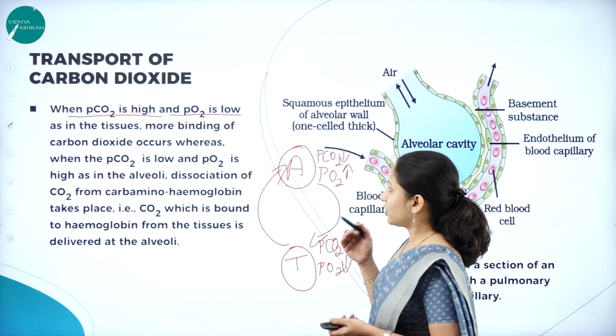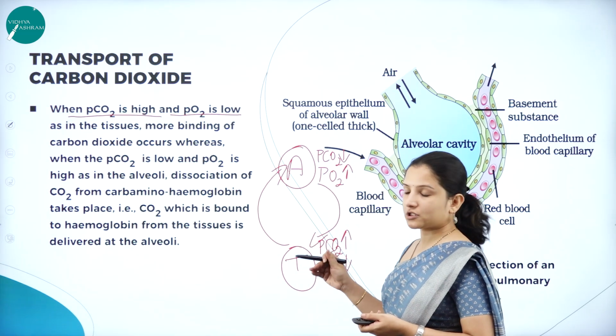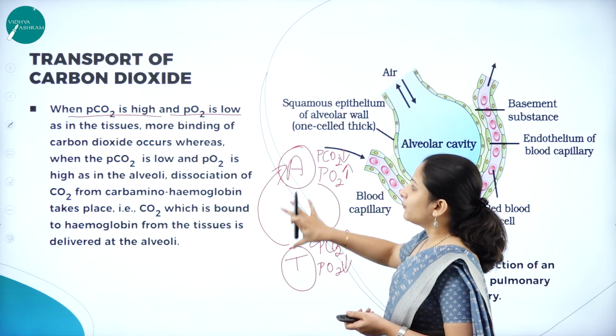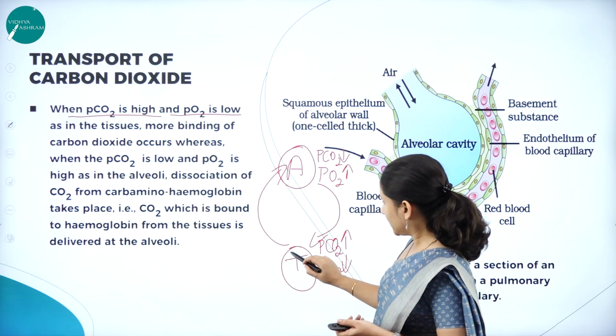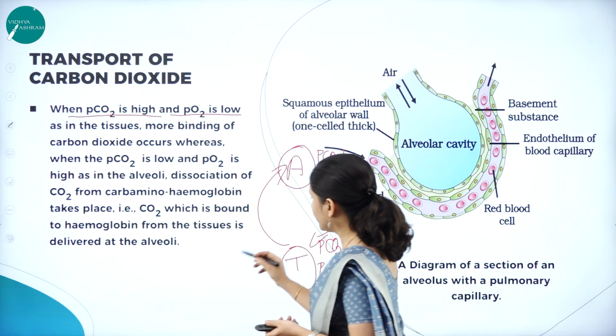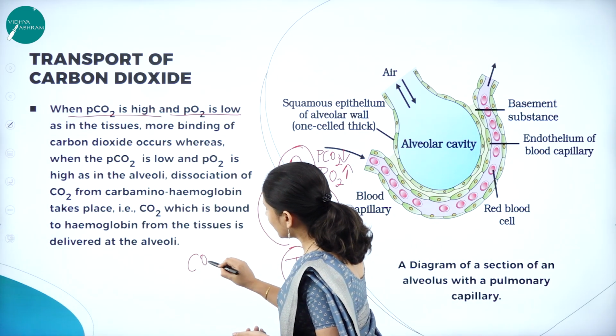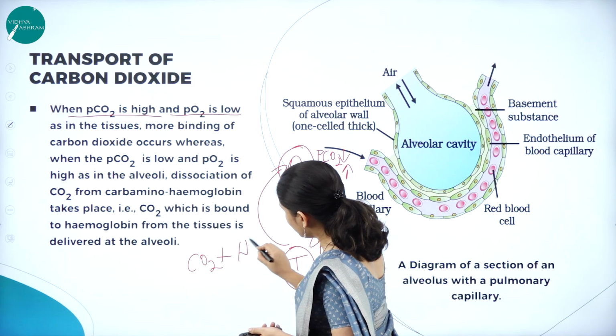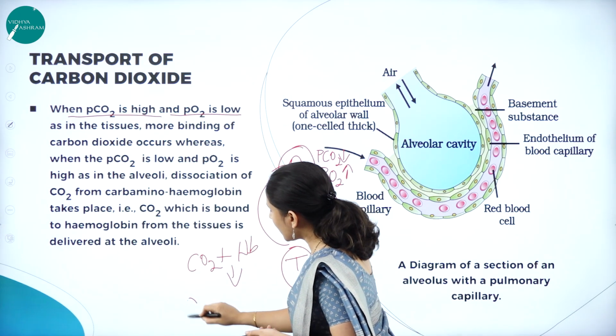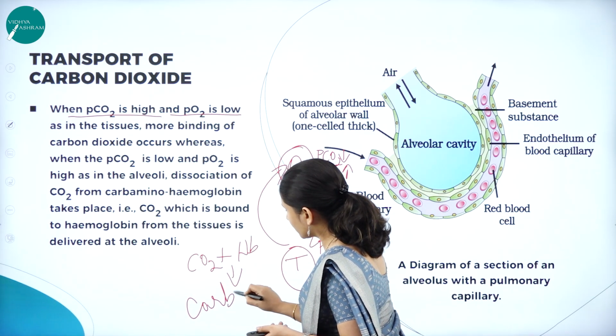Partial pressure of carbon dioxide is high and partial pressure of oxygen is low in the tissues. More binding of carbon dioxide will occur to where? Hemoglobin. What happens here? Carbon dioxide will bind with hemoglobin to form carbaminohemoglobin.